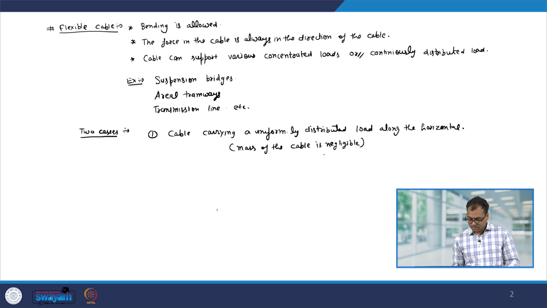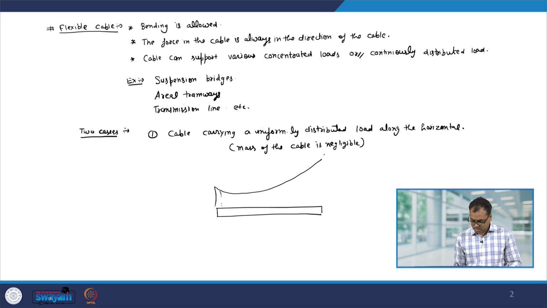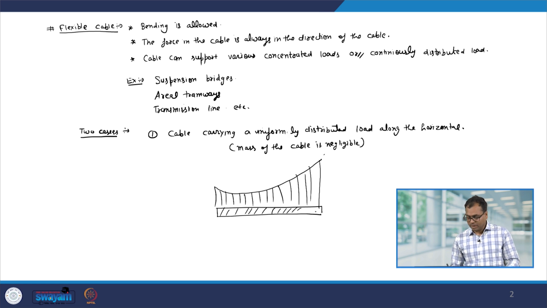So, for example, we can have a bridge and this bridge is supported by this cable. Let us say the weight of these cables is negligible compared to the weight of this bridge. In that case, if I move along the x direction, then this cable is supporting a uniform load.